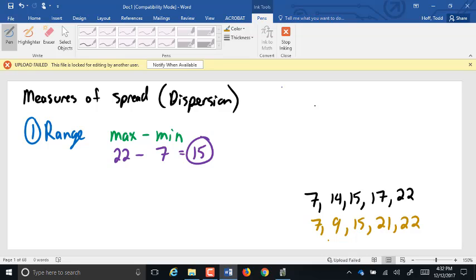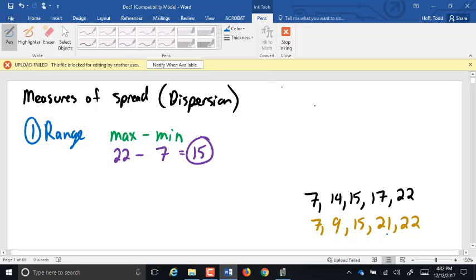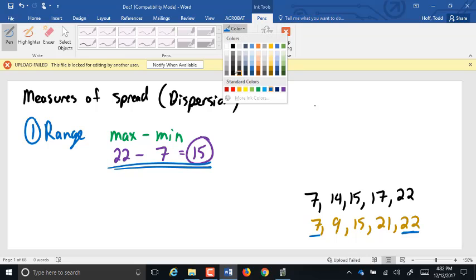As I look at those numbers, would you say that those are equally spread out? I'd say probably not, right? But the range, the largest number is still 22 and the smallest number is still 7. The range is still going to be 15. So the range is not capable of distinguishing between those two sets of numbers.